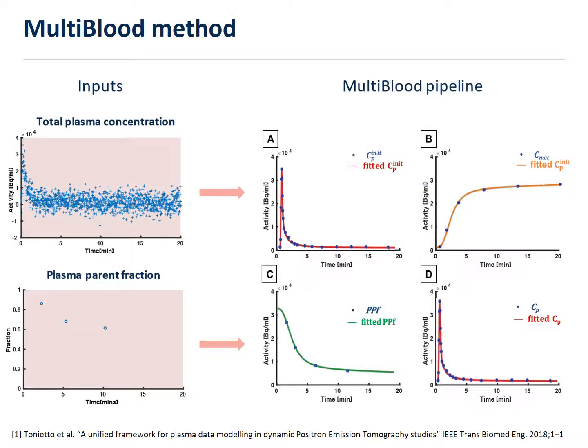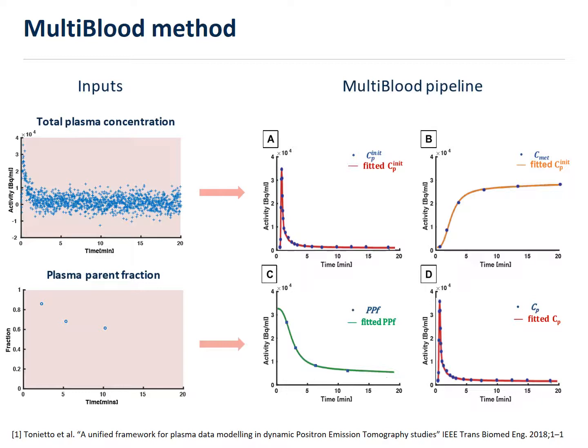Multi-Blood is a unified framework designed to perform a fully automated plasma metabolite correction and noise-free time-continuous description of the plasma tracer kinetics. On the slide, you can see a summary of the Multi-Blood pipeline. Briefly, Multi-Blood takes as input the raw total plasma concentration and the plasma parent fraction. The latter is defined by the ratio between the parent concentration in plasma and the raw total plasma concentration.